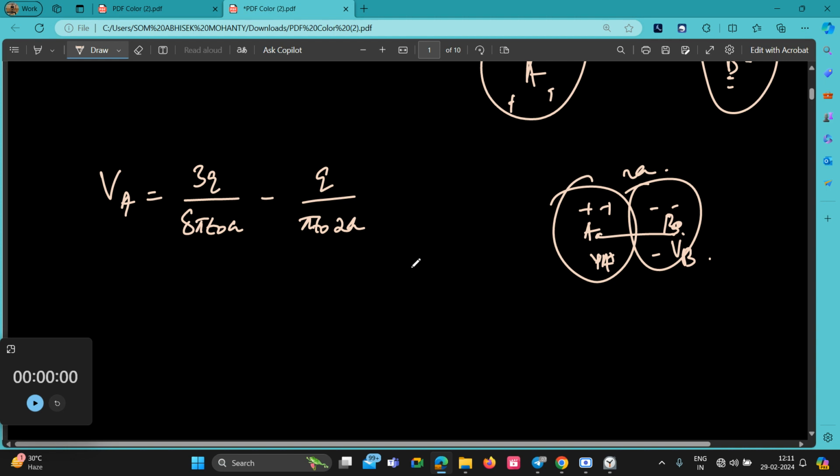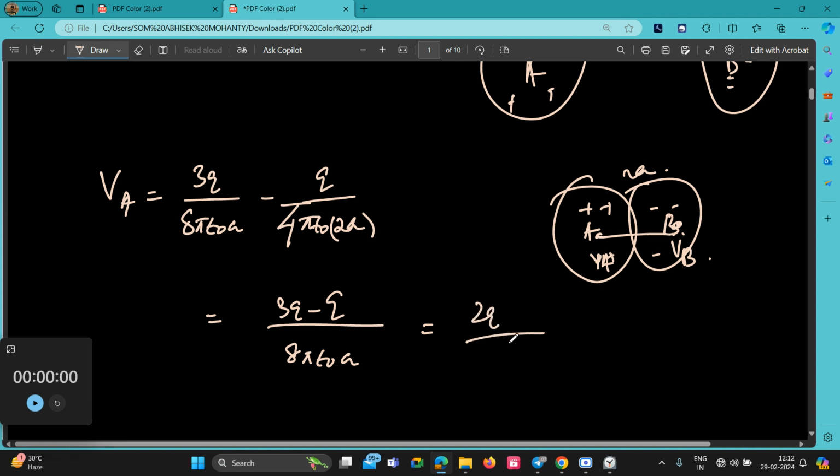Okay. So if you take the LCM, 8 pi epsilon naught A, with 3Q minus Q by 4 pi epsilon naught into 2A, that is also 8. So this is 2Q by 8 pi epsilon naught A, that is Q by 4 pi epsilon naught A. Okay, so this is potential at A.